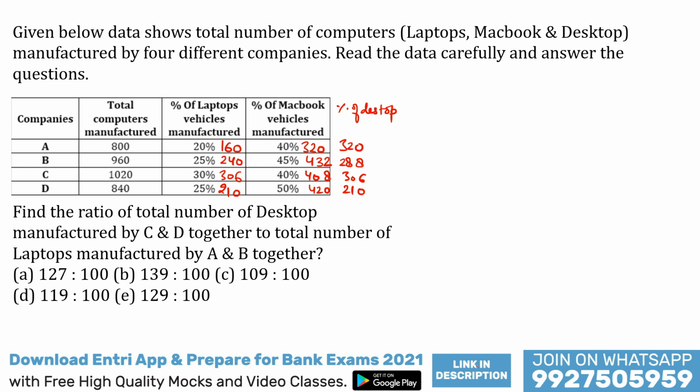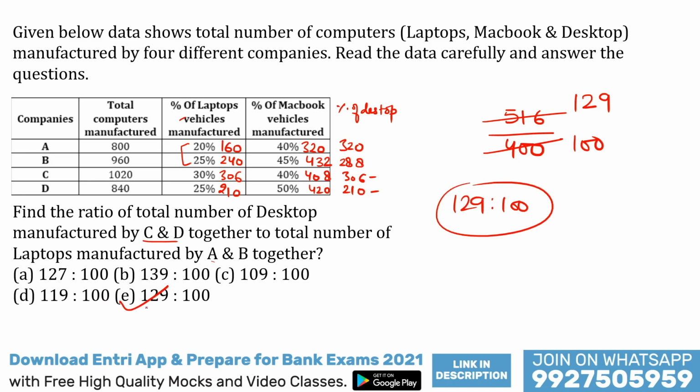So this is the next question, guys. Find the ratio of the total number of desktops manufactured by C and D together. So guys, here we have C and D. Okay, 10 plus 6, 16. That means 516 divided by, because we need to find the ratio, laptops manufactured by A and B together. Laptops manufactured by A and B means 160 plus 240 will be equal to 400 obviously. So guys, 100, and we know that 12 4s are 48 and 9. So 129 ratio 100 will be the right answer obviously. A will be the right answer.